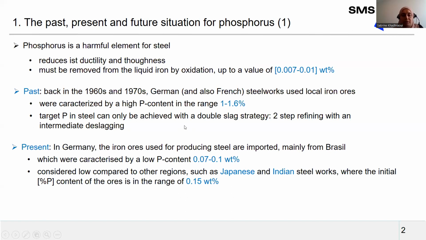So the present situation today is that in Germany, we are now using imported iron ores, mainly imported from Brazil, which have naturally a low phosphorus content, so a big difference. But still in some other regions, such as Japanese and Indian steelworks, especially Indian steelworks, which are our customers, we have customers there. They do deal with higher phosphorus content in their iron ores in the range of 0.15 weight percent.